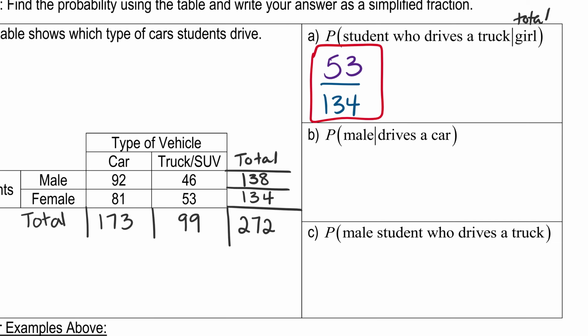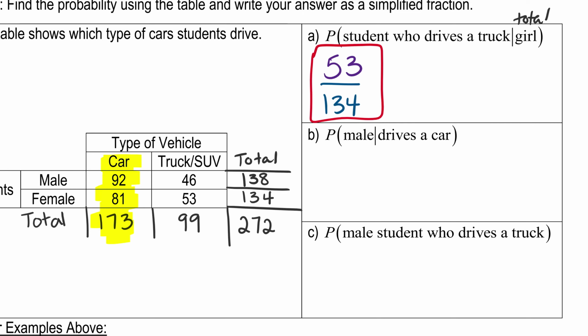Okay, so B is the probability that I have a male given they drive a car. Because drives a car is second, I'm only going to look in this column of car. Again, whatever the second part is, that's your given. Whatever your given is, that's the column or the row that you have to stay in. You can't move outside of that.